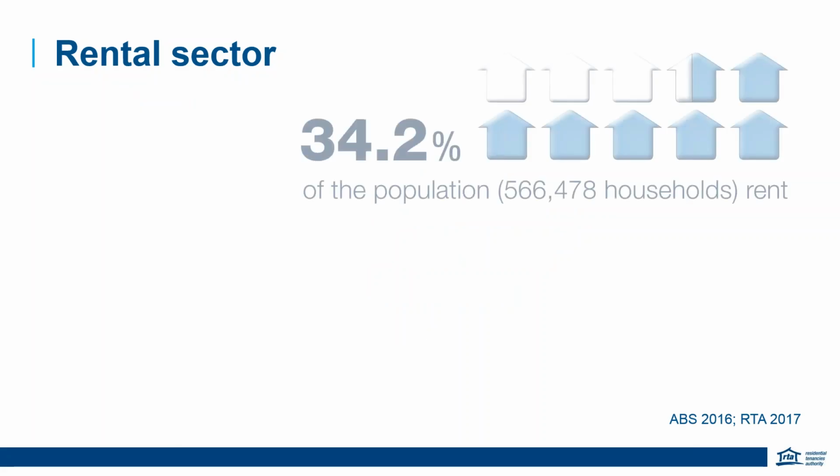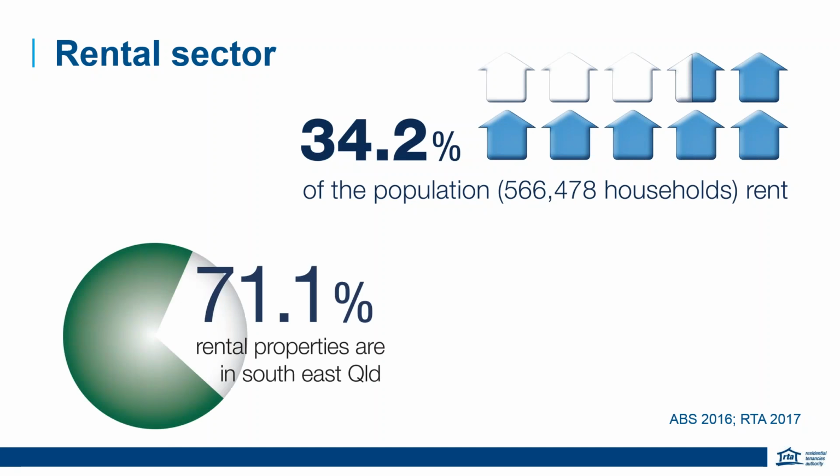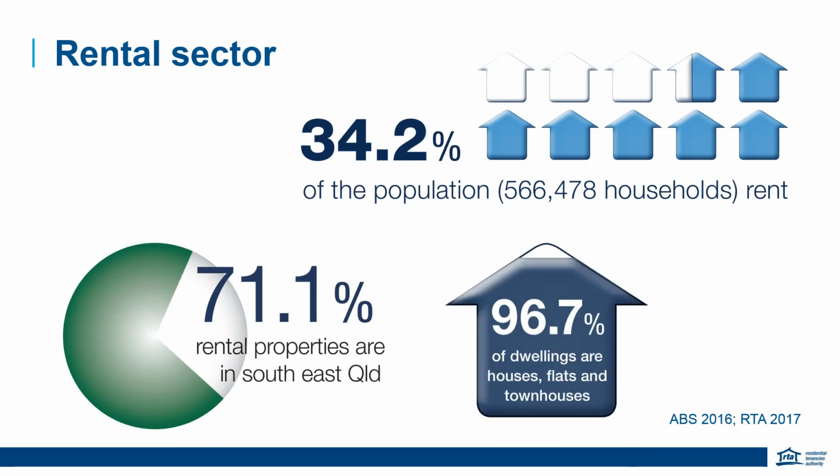So with the rental sector, just to give you an idea, 34.2% of properties are rented in Queensland, 71.1% of the rental properties are in southeast Queensland, and 96.7% of rentals are houses, flats, units and townhouses. The rest of those percentages would be made up with movable dwelling type properties, and the other parts would be rooming accommodation, so the boarding houses and also the new ones of the purpose-built student type accommodation.